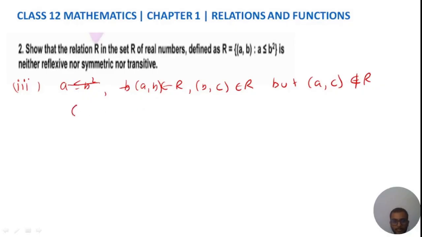Let's again do it by the normal process. Suppose I pick (a, b) as (2, 3), then will it be in R? Yes, because 2 is less than or equal to 9. And now I should be careful while picking c, right? Because I will have to pick c such that a and c are not related. That means 2 should not be less than or equal to c square.